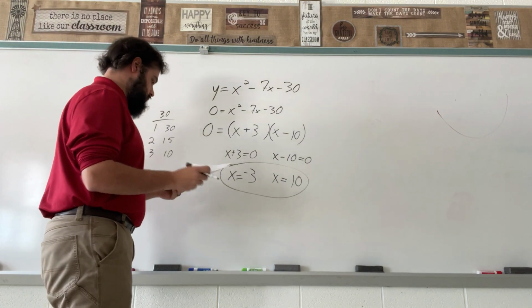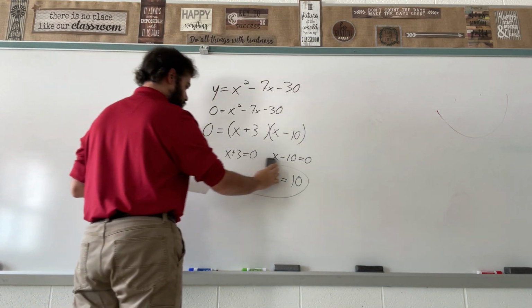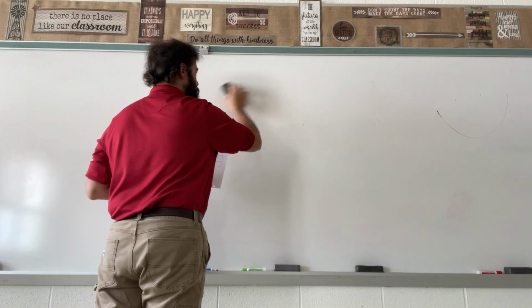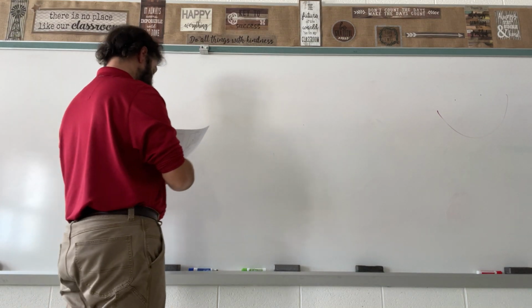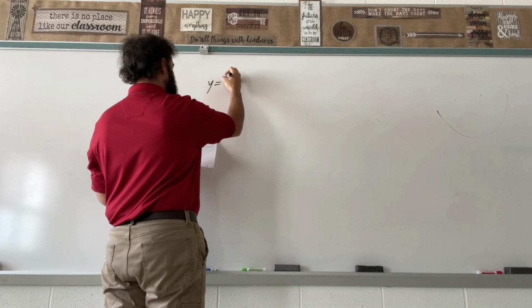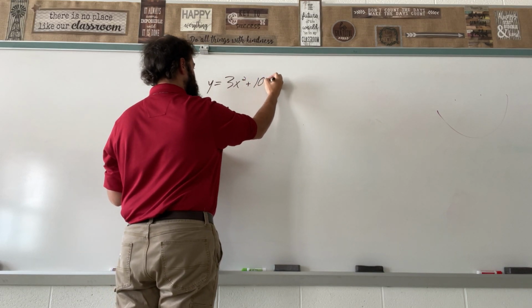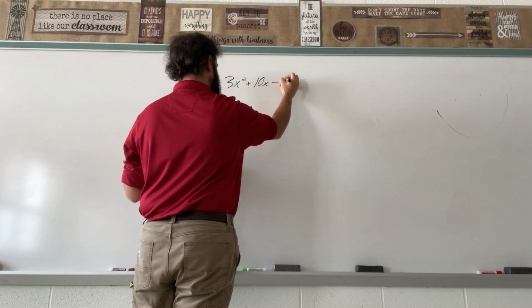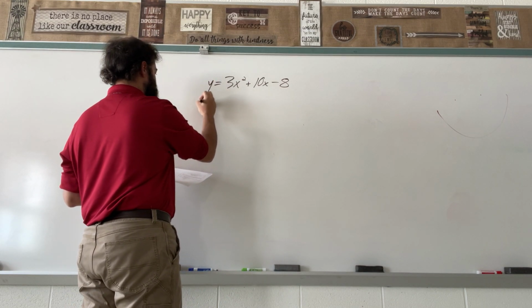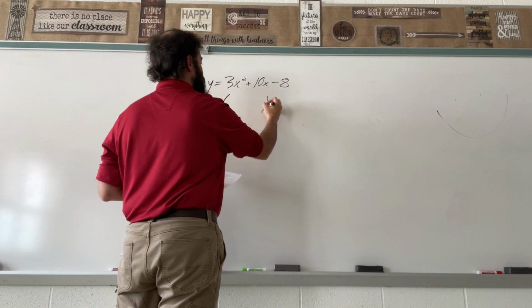Over onto the other side. So this one is how you find the zeros. Another example. They give us y equals 3x squared plus 10x minus 8. Okay, so we'll set this equal to 0, the y again. So 0, and then we will split up our factors.